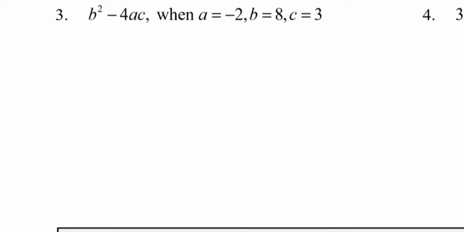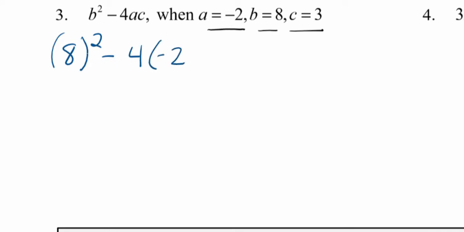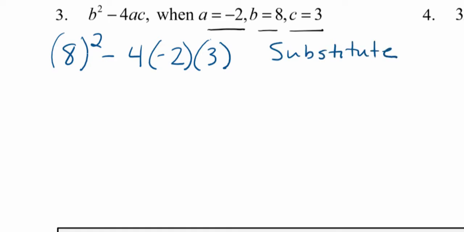Problem number 3. Here we have b squared minus 4ac. A is -2, b is 8, and c is 3. So we have 3 variables here. 2 terms, right? So we're going to replace the b with the 8, the A with the -2, and the C with the 3. So that's our first step where we substituted in the numbers where the letters were. Next, we're going to work on exponents, aren't we? So we see this 8 squared here.